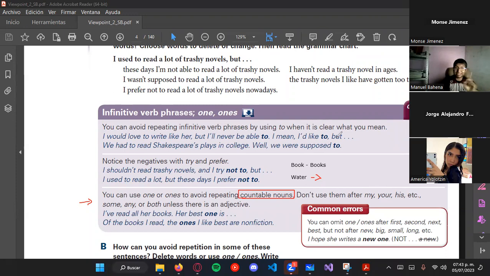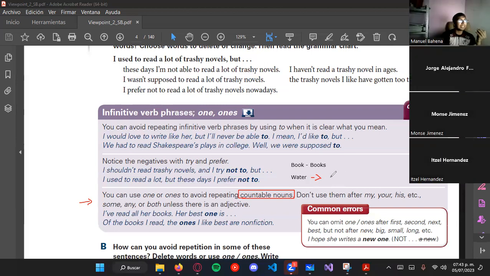We can't say, I have a water. Yo tengo un agua. No, we can't do that. Why? Because this one is uncountable. Esta es no contable. We can't count it. No podemos decir eso. But at the same time, al mismo tiempo, what's the difference here? For example, I'm saying book and books. What is that? Book, books.